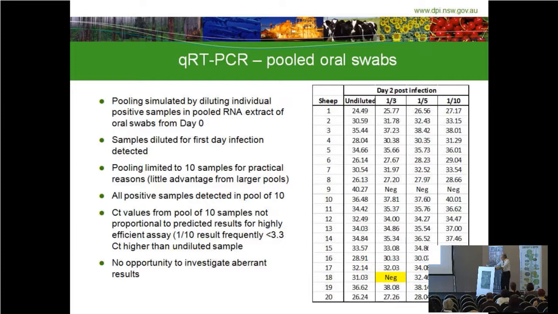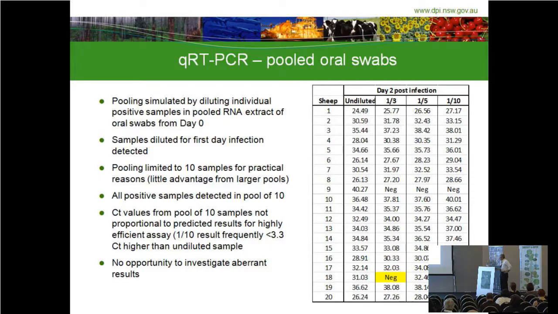Coming to pooling, what did we do? For the pooling exercise, after the debate, we took the day 0 samples that had been taken prior to inoculation of these sheep. We pooled the oral swab fluid from the original time 0 and then used that to dilute the oral swabs.